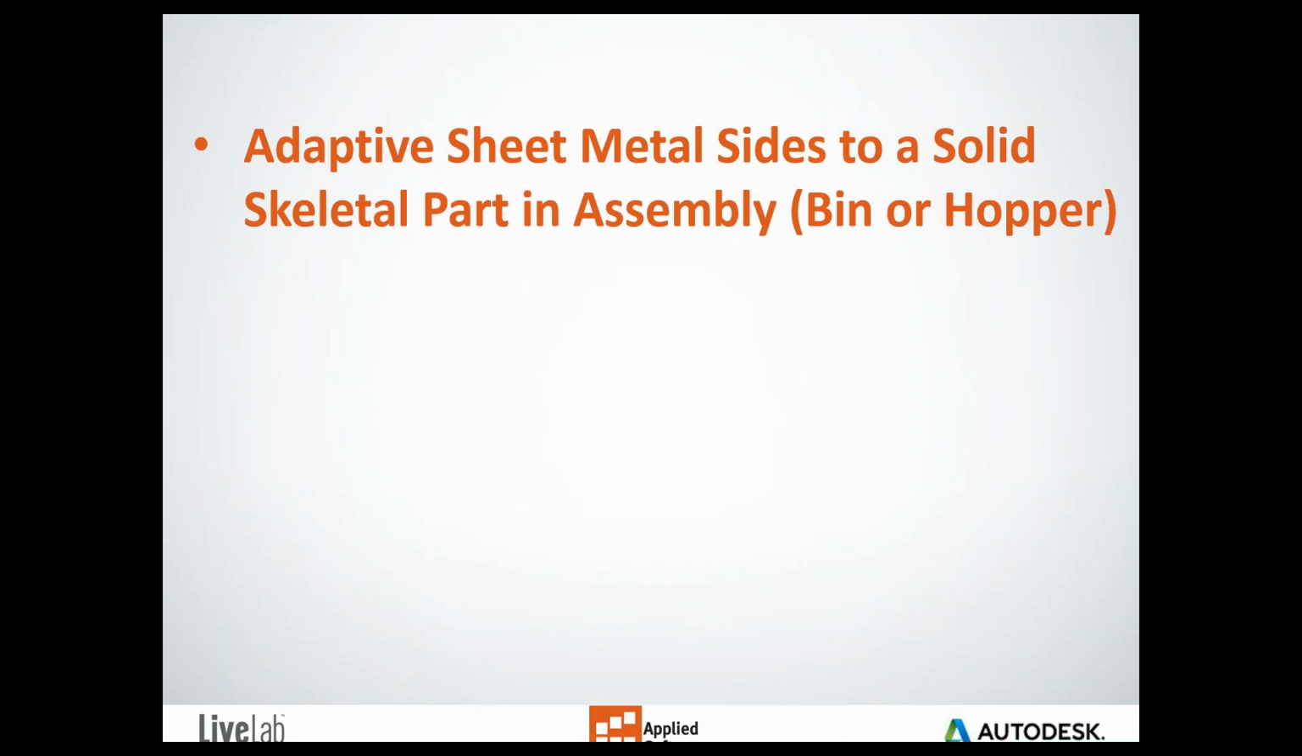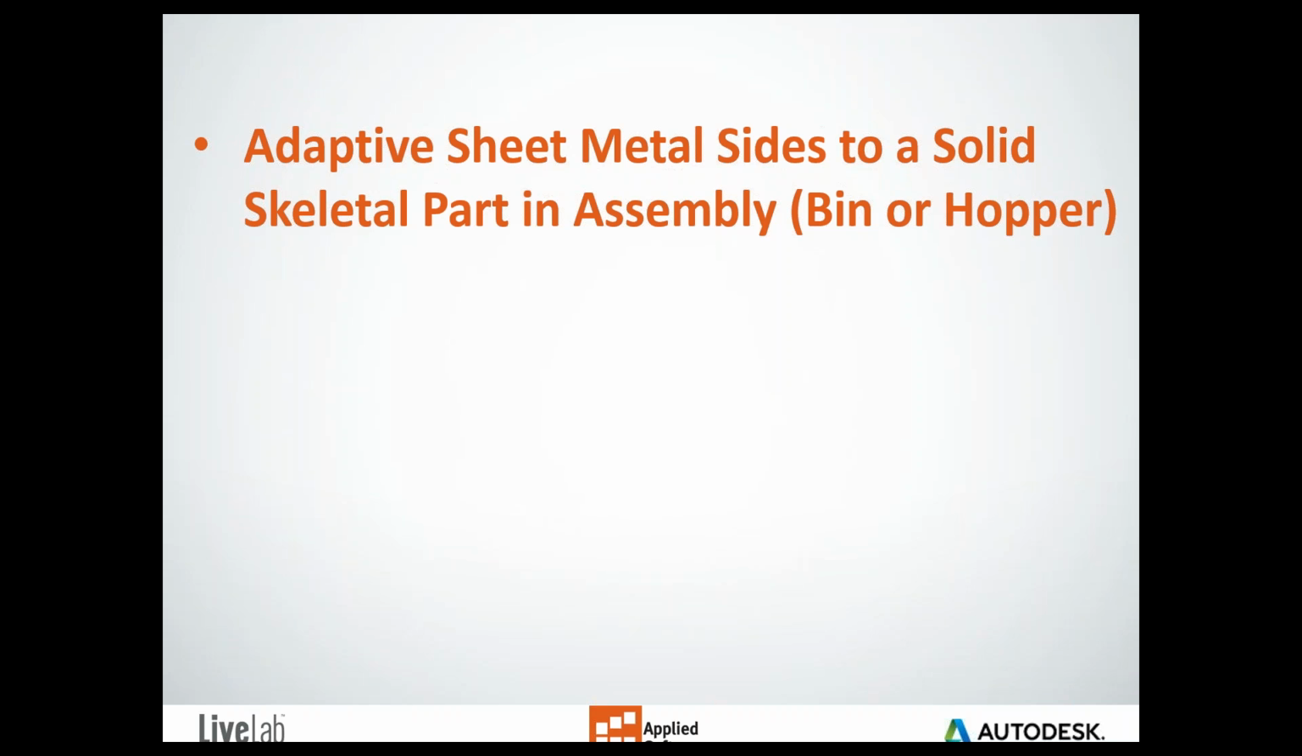First of all, we're going to look at adaptive sheet metal sides to a solid skeletal part in an assembly. In other words, if you're needing to generate some type of sheet metal structure that's going to be some type of container, a bin, or a hopper, I want to show you how to do this more as a top-down approach rather than a bottom-up approach of designing the sheet metal sides for this hopper. Instead of doing that one at a time, putting it together into an assembly and hoping it fits, we'll use a solid skeletal part in order to create those sheet metal parts.